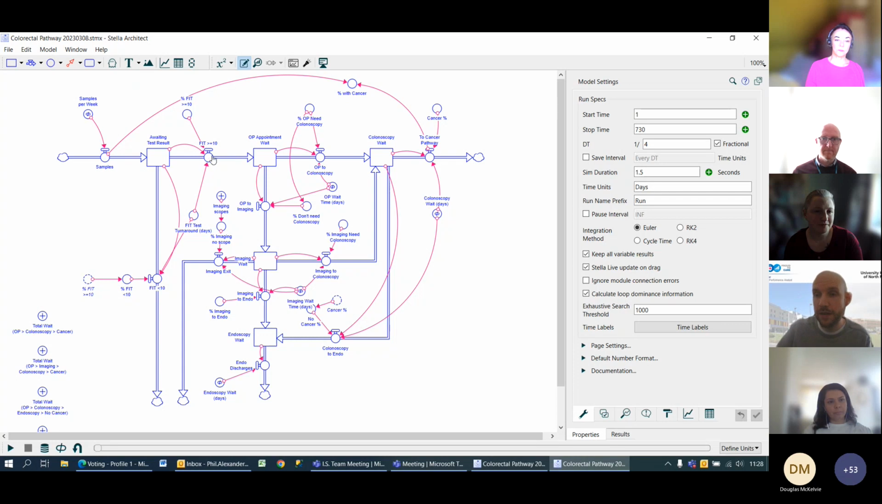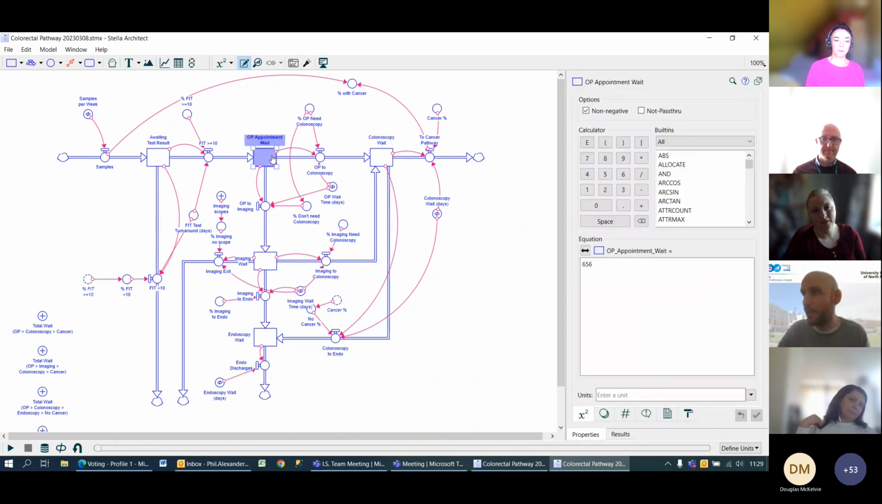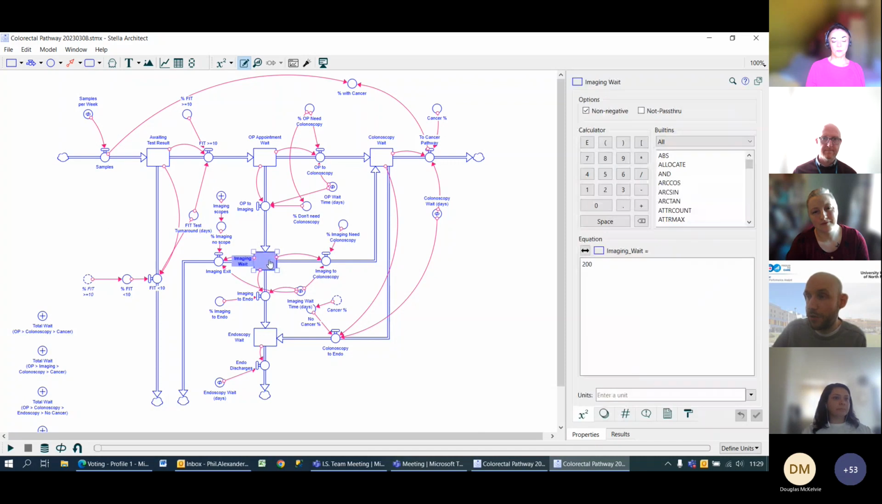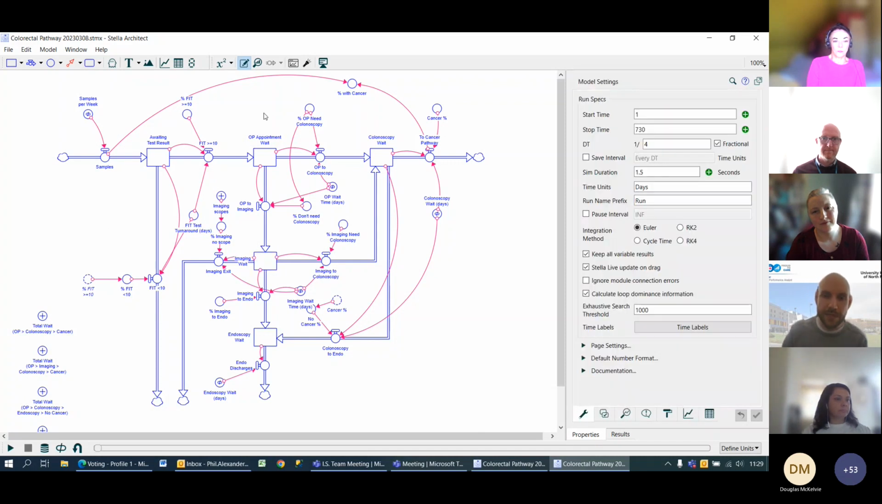With a result above 10, they come into our outpatients, so they get referred to outpatients and go onto the waiting list, which is what this stock here is. From there, depending on the FIT test result and also other symptoms, they can go for imaging tests, or if the result is high enough or they're past a certain threshold with symptoms, they go to colonoscopy, which might then result in either a cancer diagnosis or not, in which case they will go for other tests. We've got an endoscopy in here.